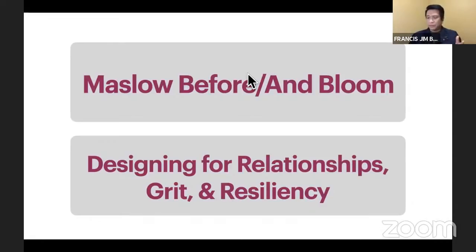So Maslow before Bloom, my proposition is Maslow and Bloom. And the big idea why we want to do this is that in distance education, when we design our modules and our learning experiences, we don't only focus on the academics, but we also focus on the social emotional learning of the students, the non-academic part. In the Philippines, it could mean character formation, values formation, and all those other non-academic things that we have. Therefore, the second part here is, how do we design for relationships? How do we design for the development of grit, and for making sure that our students are resilient at this time of the pandemic?